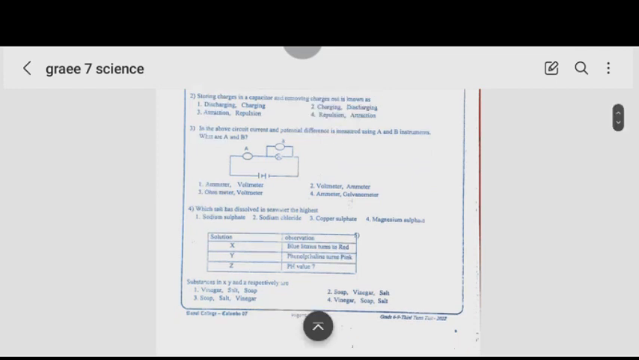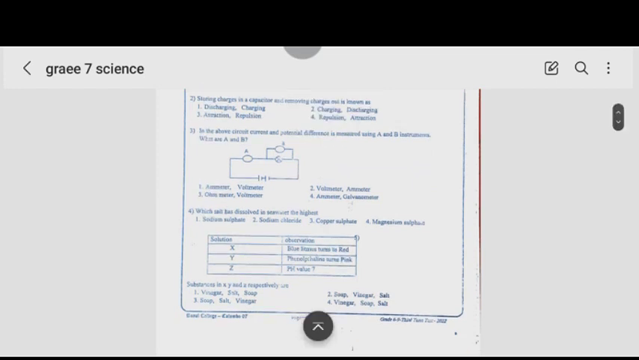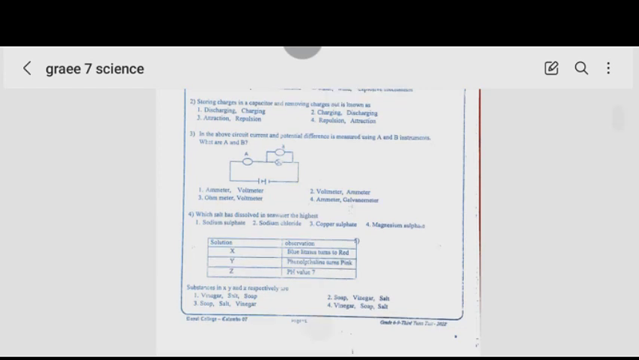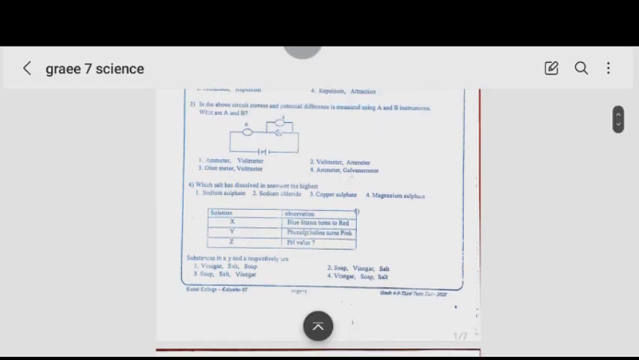Number 3. Here you have been given a circuit. There are A and B, like two bulbs. They are asking what should be A and B. First, you have to know, children, what an ammeter is. First we look at the answers. All the answers have ammeter, voltmeter, ohmmeter, galvanometer, these things.